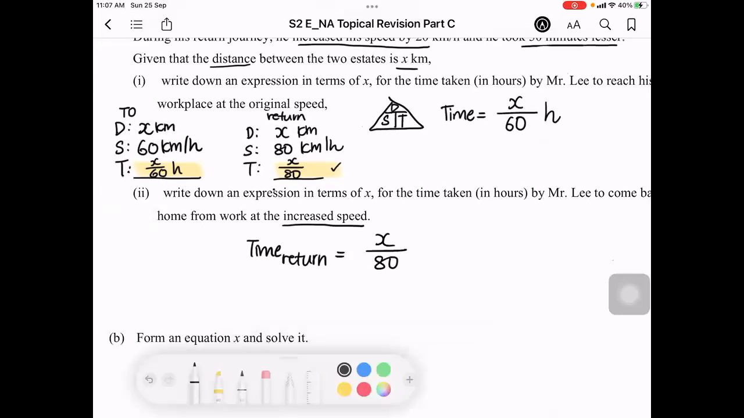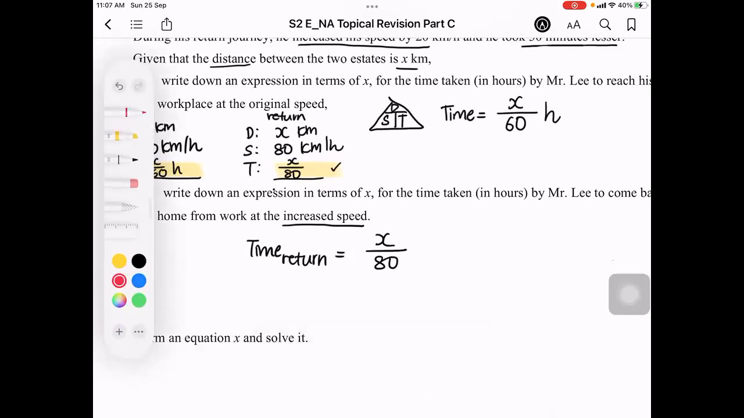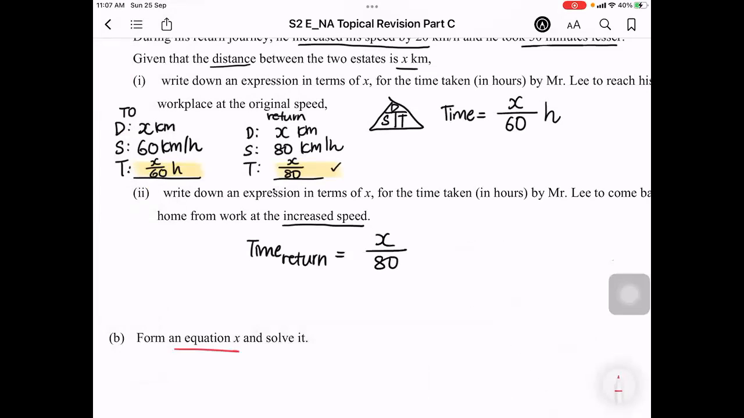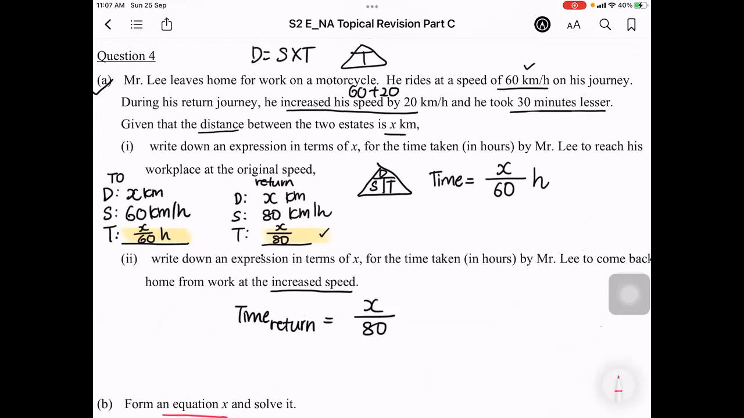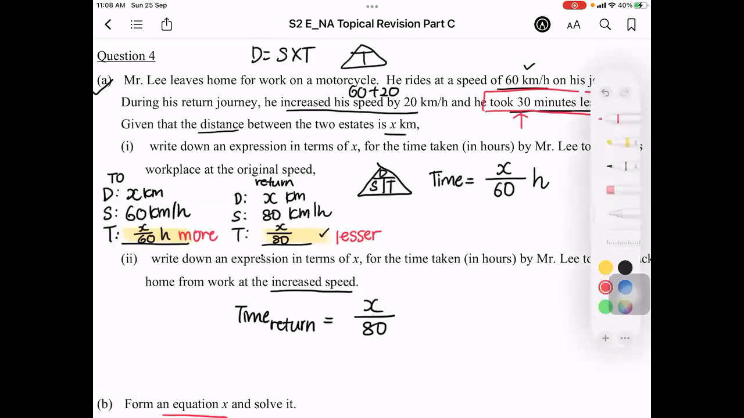Okay, then now the next part, they say form an equation. Equation meaning something equals something, but I don't have much information. What is the only piece of information that I have not used? I haven't used the he took 30 minutes lesser, right? 30 minutes lesser is what? Is the return journey, right? So return journey, this is lesser. That means this one is more, right? Okay, then they tell me the difference is 30 minutes.